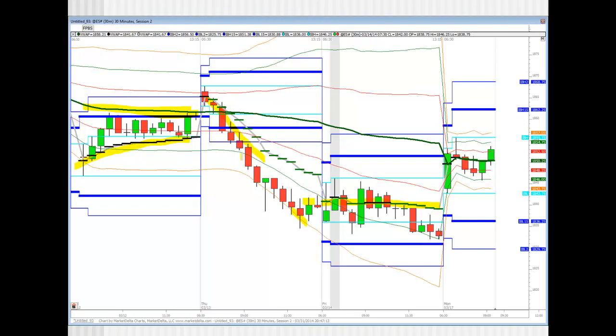Put the VWAP on your charts. It will really help your trading.